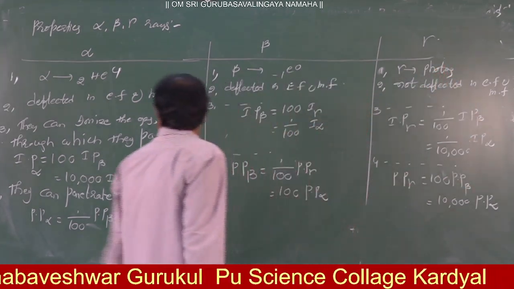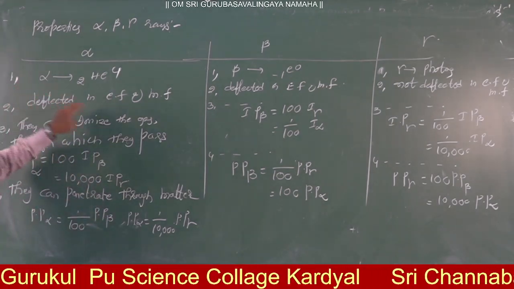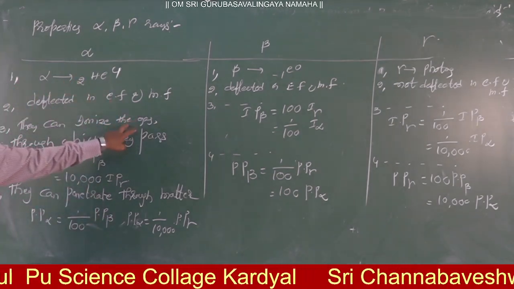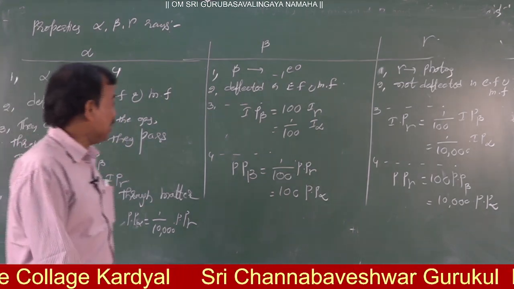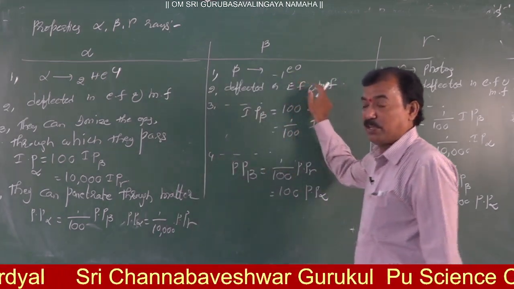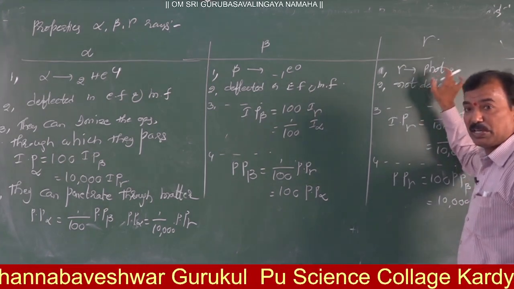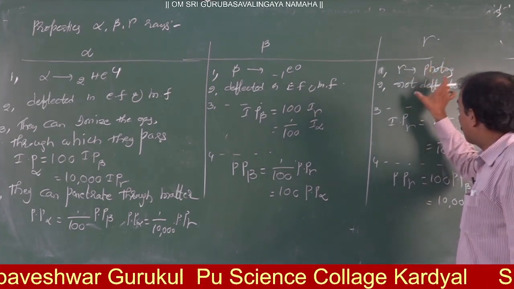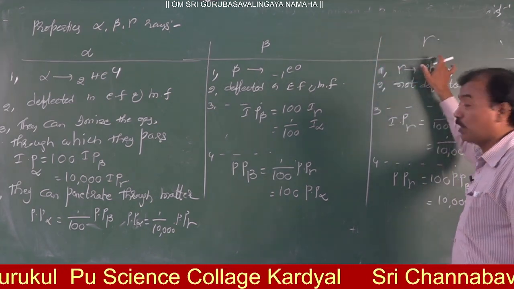Again, second point: alpha rays are deflected by both electric as well as magnetic fields. Beta rays are also deflected in electric and magnetic fields. Gamma rays are not deflected in electric and magnetic fields, so that's why they move straight, being nothing but photons.